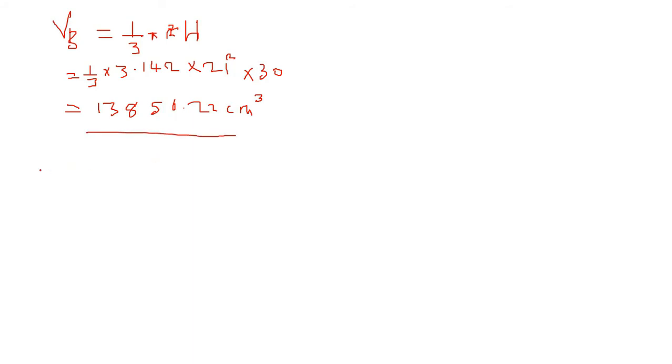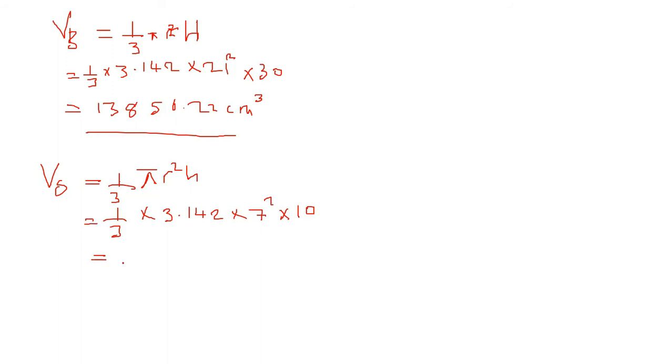Now let's find the volume of the smaller cone Vs, which will be given by the formula Vs is equal to 1 over 3 pi r squared h. So this is now 1 over 3 multiplied by 3.142 multiplied by 7 squared multiplied by 10. So 10 was our height. We punch that on the calculator. This is what you're going to find. The answer will simply be 513.